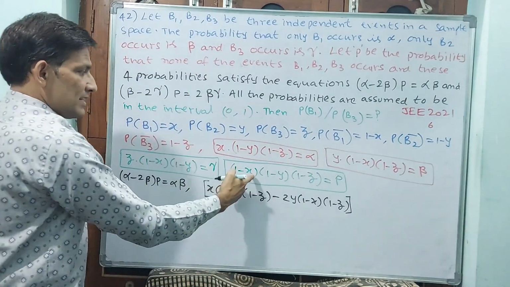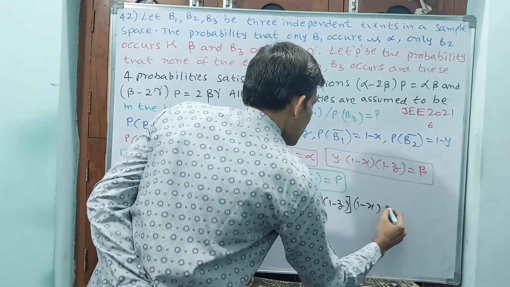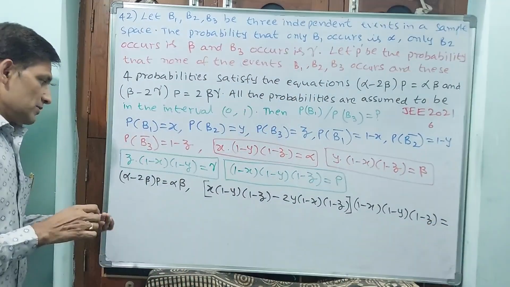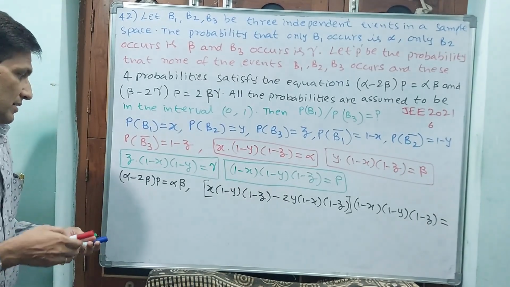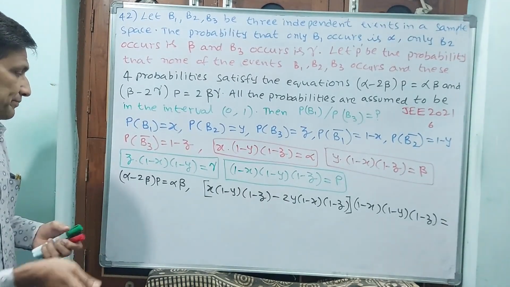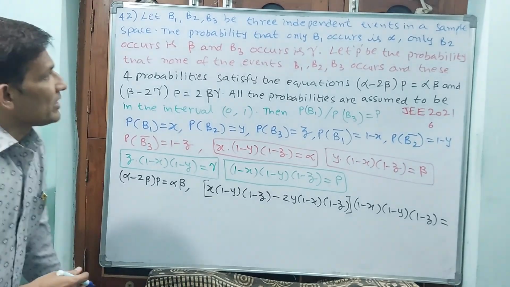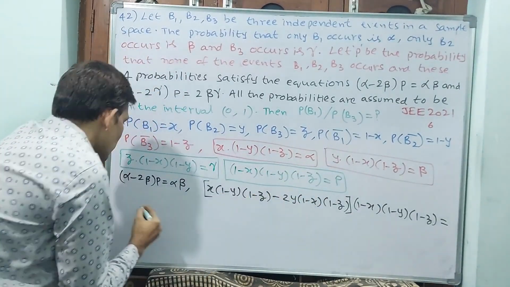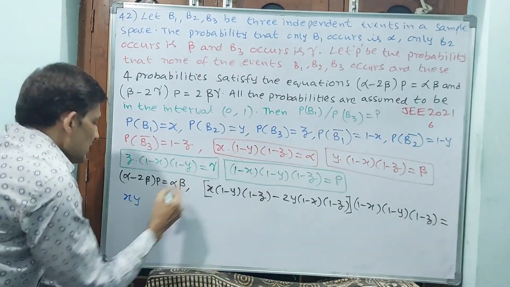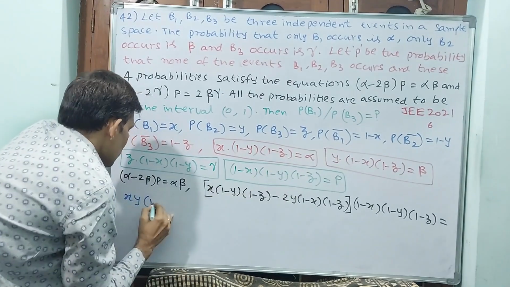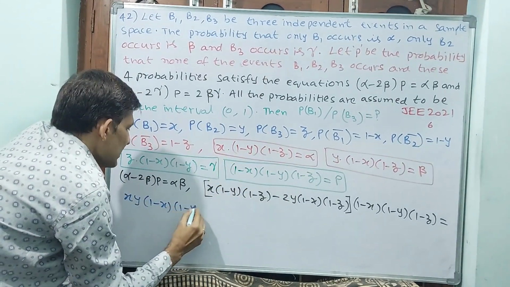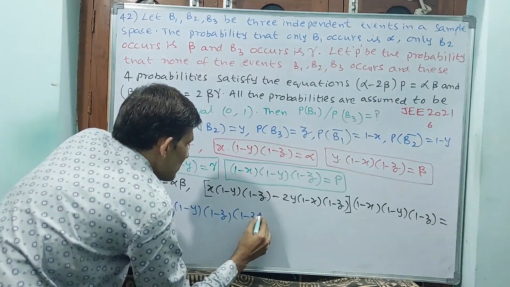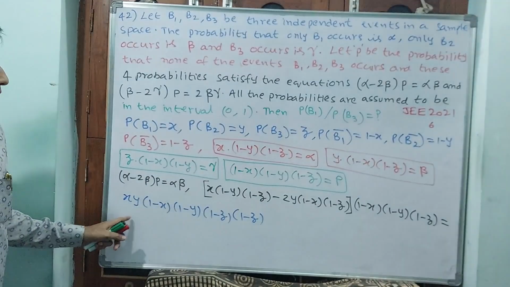Into p. P means what? Final, this one: 1 minus x into 1 minus y into 1 minus z. This is equal to alpha into beta. Alpha is having x, beta is having y. I multiply first x into y, then I will write here 1 minus x is there, and 1 minus y is there, 1 minus z is there, again 1 minus z is there. 1 minus z 2 times you have to write. These are alpha into beta.